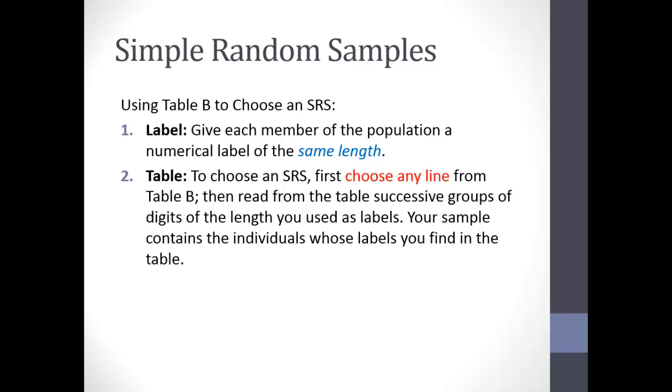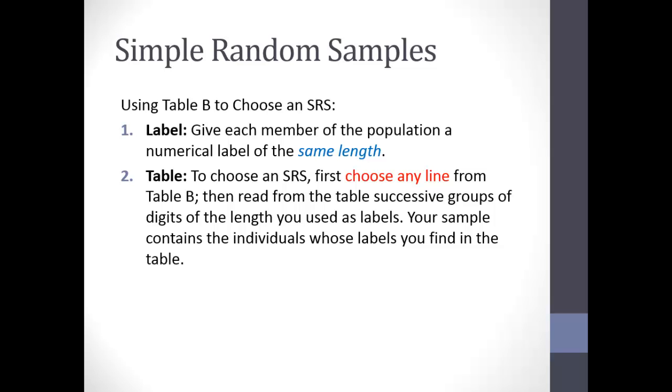So to use this table to choose a simple random sample, we want to do two things. First, give each member of the population a numerical label that has the same length, and we'll go through an example. I'll show you what I mean by this. And then to choose our simple random sample, we pick any line out of that table and read off the successive groups of numbers of that size.